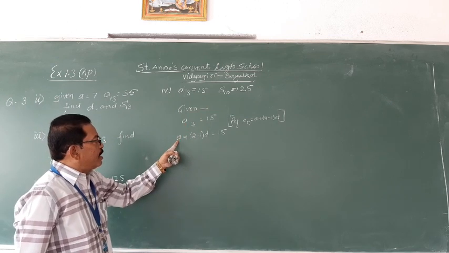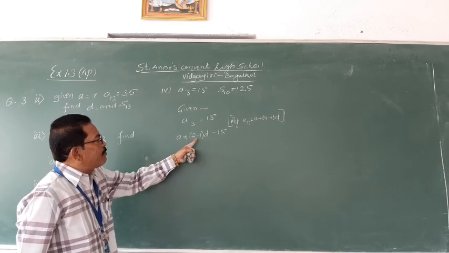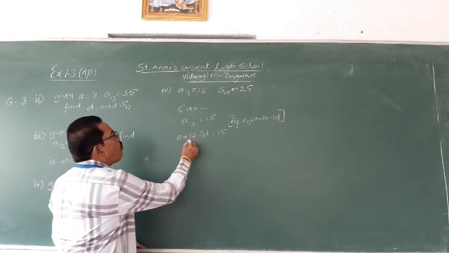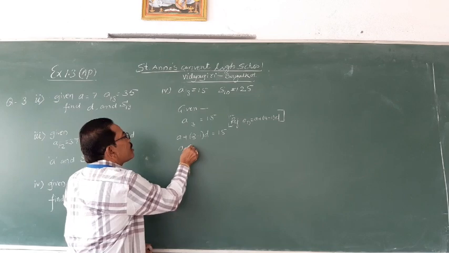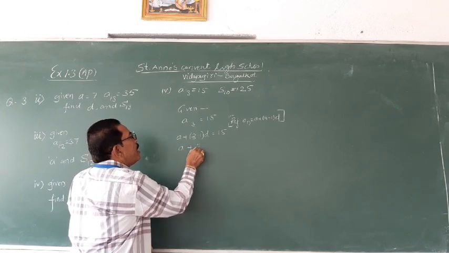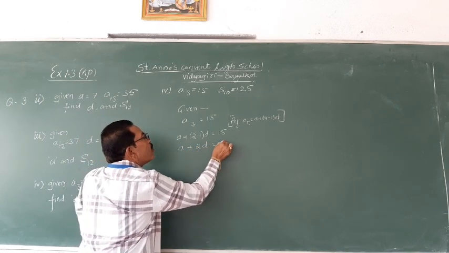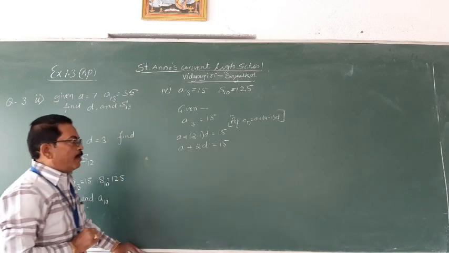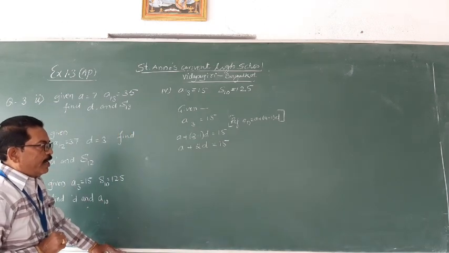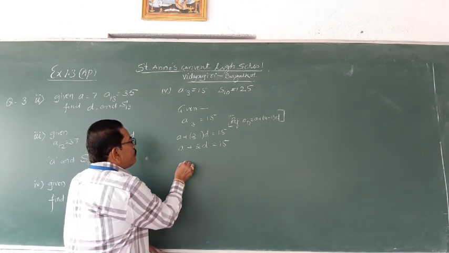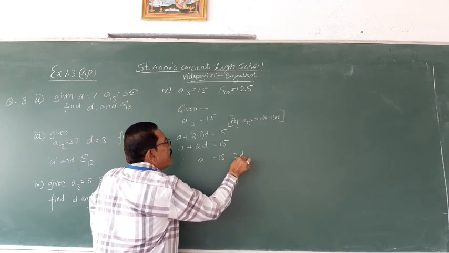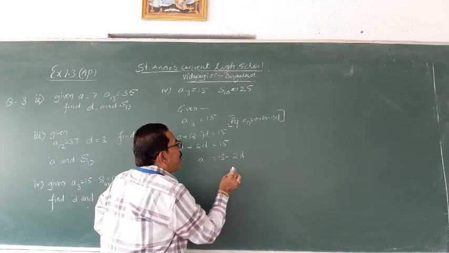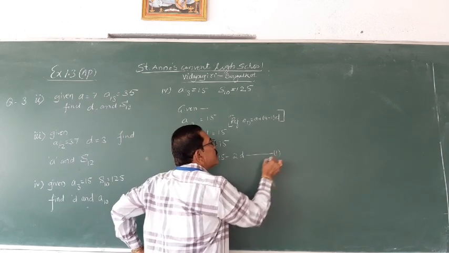The meaning of A3 is a plus (n minus 1) into d, so a plus (3 minus 1), that is 2d, equals 15. A plus 2d equals 15. Therefore, a equals 15 minus 2d. This one is considered as equation 1.